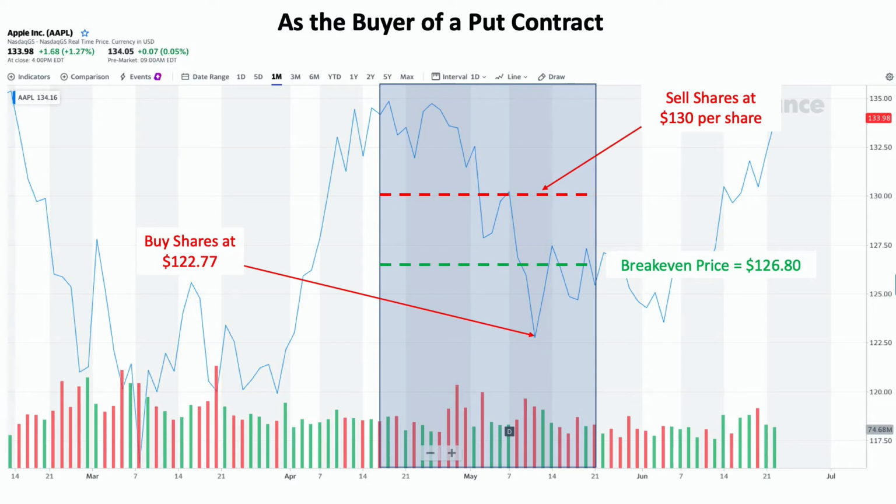And we can see the best case scenario here. If we manage to catch it at exactly the bottom, we would be able to buy shares at 122.77 and exercise our right to sell them at 130 per share. So this is how we would make a profit as the buyer of the option contract. And if we're an investor who owns the stock, this is hedging our downside risk, which is basically the same as buying insurance. So here we're actually going to be on the seller's side.